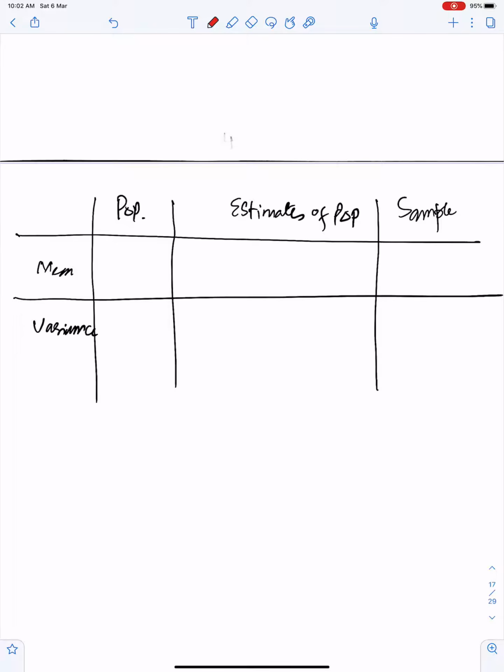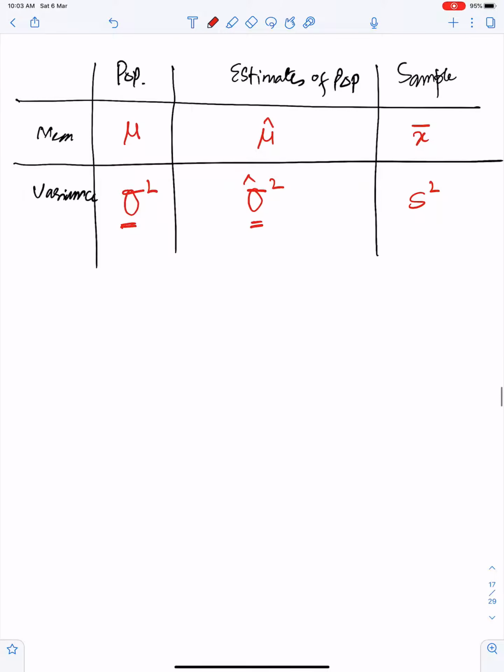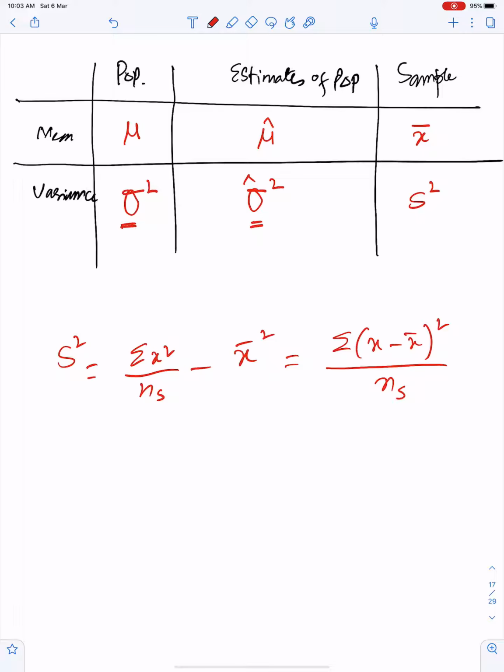For population mean, we use mu, and for the estimate of population mean, we use mu cap. For sample mean, we use x bar. For population variance, we use sigma square. The estimate of population variance is denoted by sigma cap square. This is sigma square and this is sigma cap square. Sample variance is denoted by s square. The formula of sample variance is sigma x square over ns minus x bar square. The other formula of sample variance is sigma x minus x bar whole square over ns.